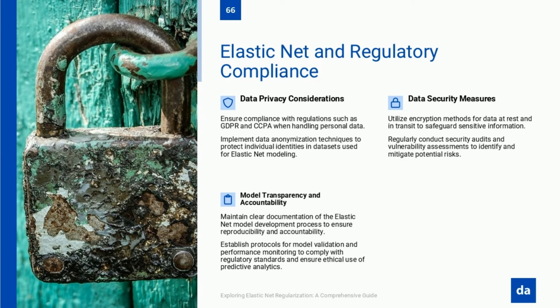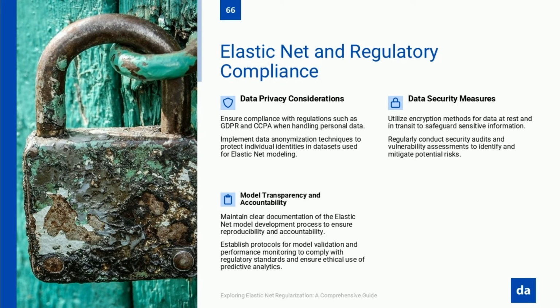One of the most critical regulations affecting machine learning is the General Data Protection Regulation, GDPR, in Europe. Under GDPR, organizations must provide explainable AI, meaning that if a model's decision impacts a person, such as loan approval or hiring decisions, the individual has the right to understand how the decision was made. Since Elastic Net offers interpretable coefficients and feature importance rankings, it is a strong choice for applications requiring regulatory transparency.